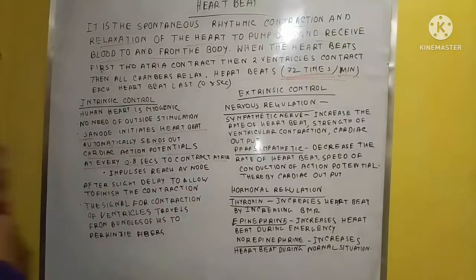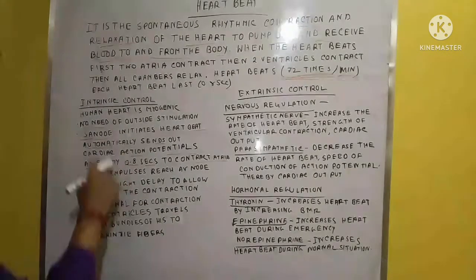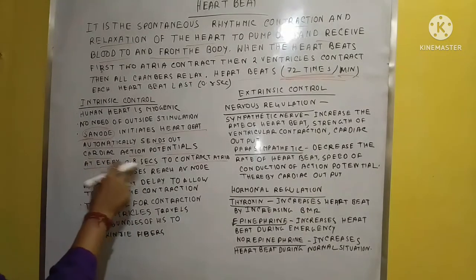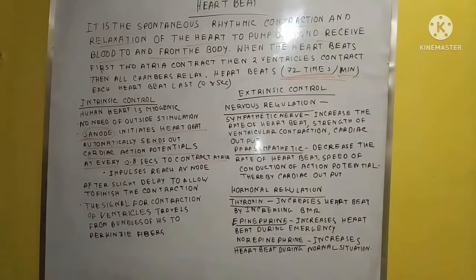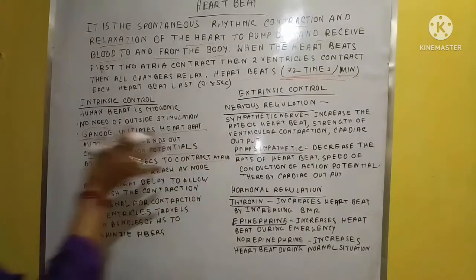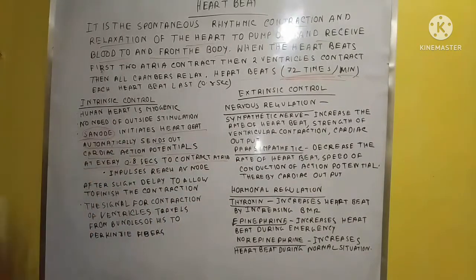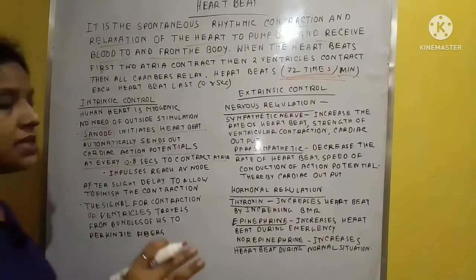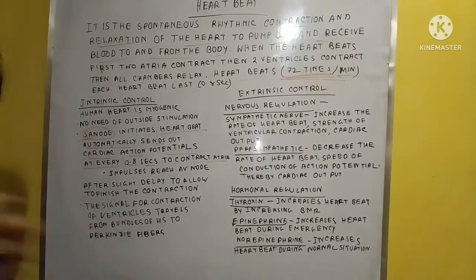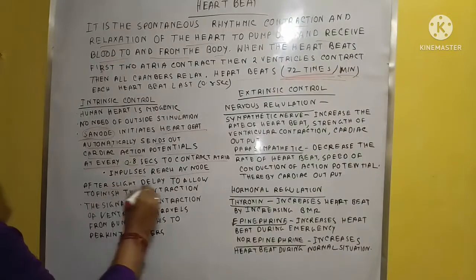contraction of the atria. So the atria's contraction is totally controlled by the SA node, at every 0.8 seconds. The SA node first produces the impulse, the impulse passes through the atrial chamber, and as usual the atria become contracted. Next, the impulse reaches the AV node, and after a slight delay.